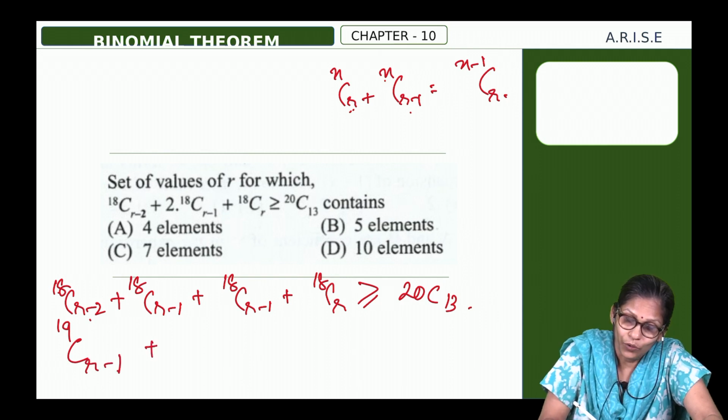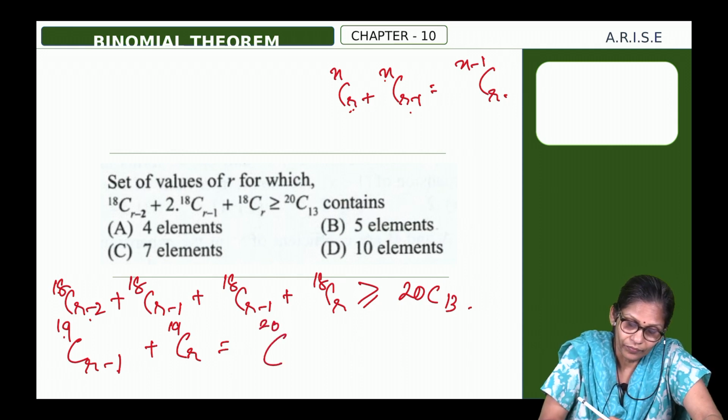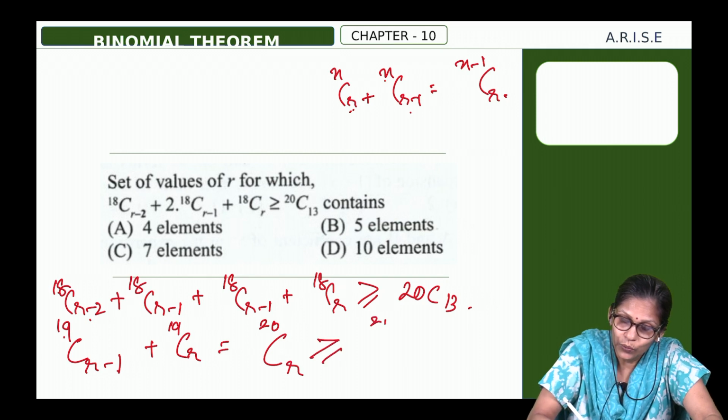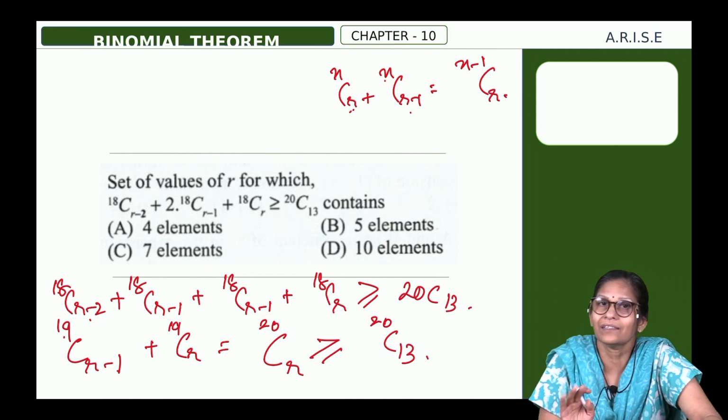Same way, what do you have? The sum of these and the greater of these two. So this is 19CR, which is the same as, once again, 20CR. It will be greater than or equal to 20C13 for what values of R? Now, this is just logic.